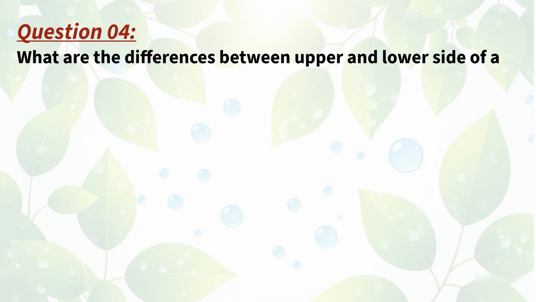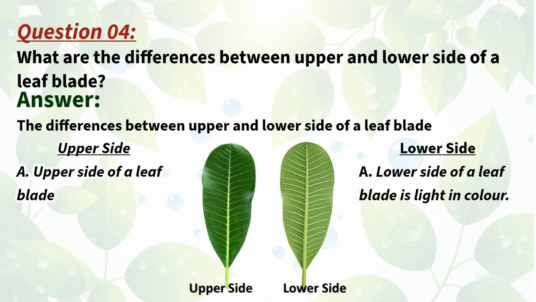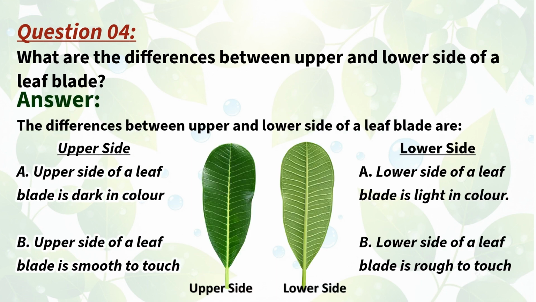Question 4. What are the differences between upper and lower side of a leaf blade? Answer. The differences between upper and lower side of a leaf blade are: upper side of a leaf blade is dark in color. Lower side of a leaf blade is light in color. Upper side of a leaf blade is smooth to touch. Lower side of a leaf blade is rough to touch.